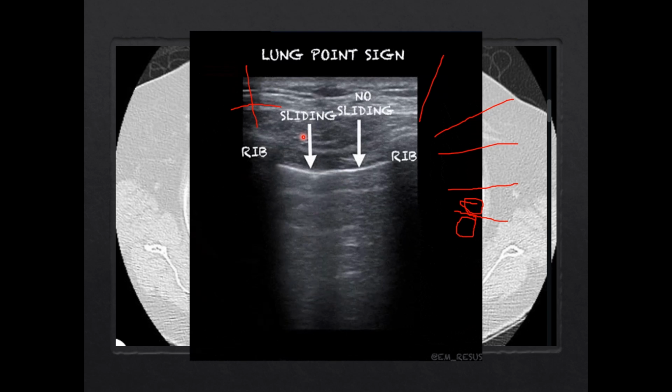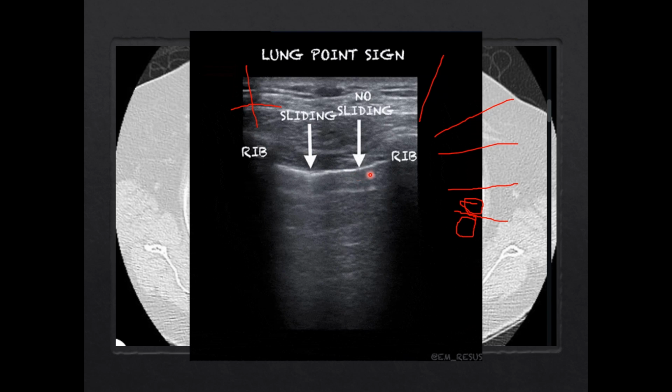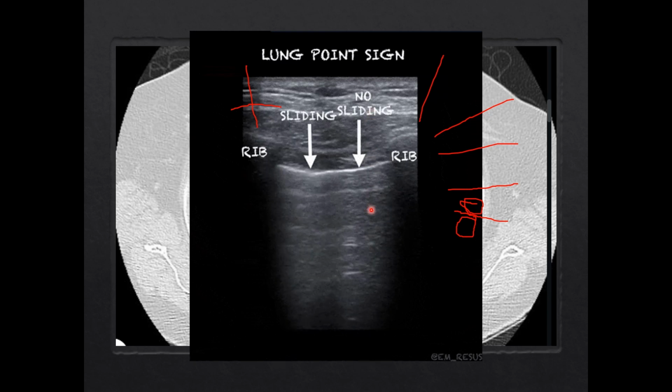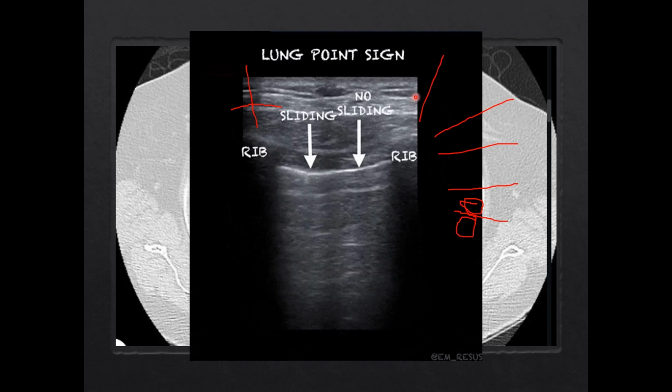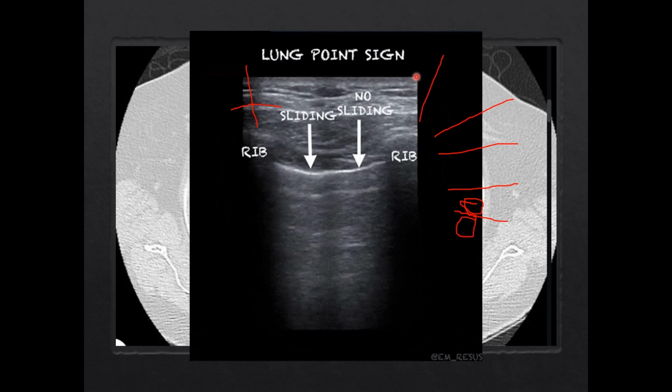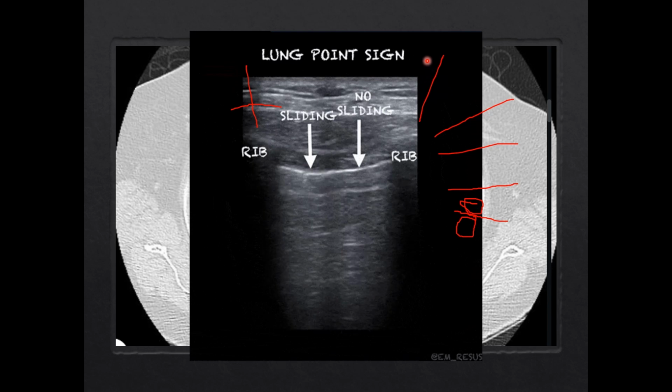But if you were to hold your hand up and cover this part and just look at the right, there's no sliding in the pleural line. There is no real movement that isn't just a reflection of the muscle tissue exterior to that pleural line down here. And that is what we call the lung point sign. This is 100% positive predictive value for a pneumothorax if you're able to find the point that this appears.